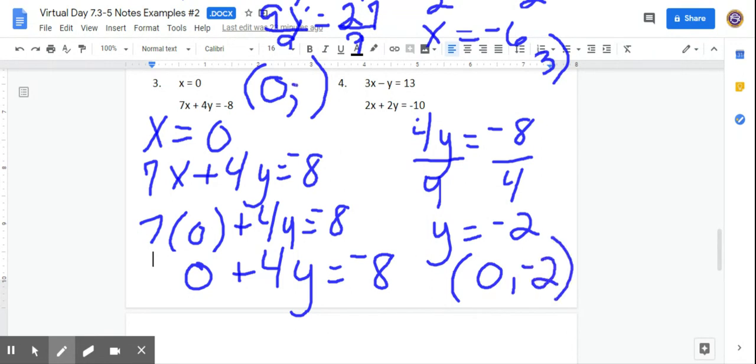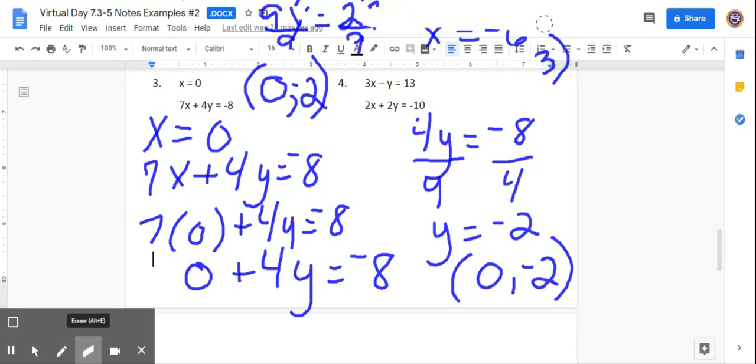Again, what does that mean? It means if you took and graphed these two lines on a plane, that's their point of intersection. That's where they would intersect, at 0, -2. Okay? All right, last one for this section.